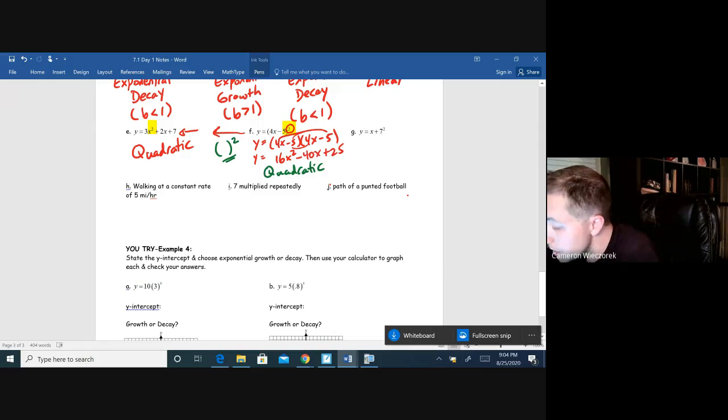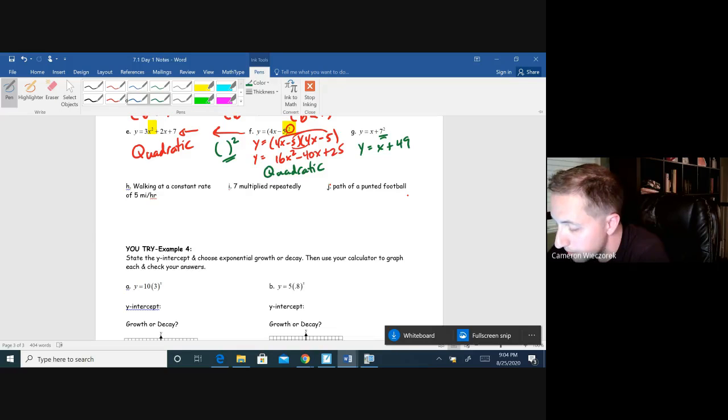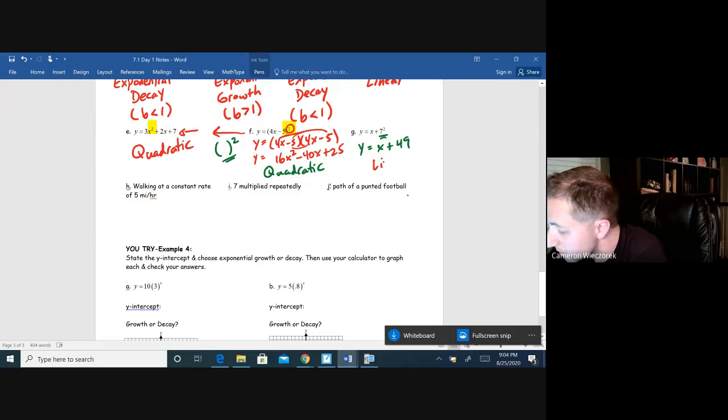Letter G, notice there is a power of 2, but it's not on the letter x. So you're not raising your variable to a power of 2. You're just raising 7 to 2. 7 squared is 7 times 7. That's 49. So this is really just a fancy way of saying y equals x plus 49. And again, that's mx plus b. That's linear.